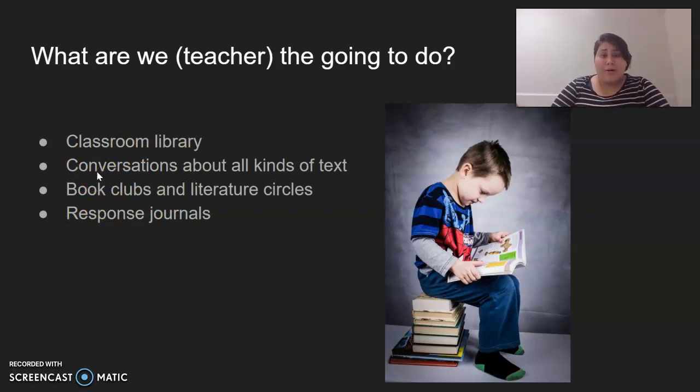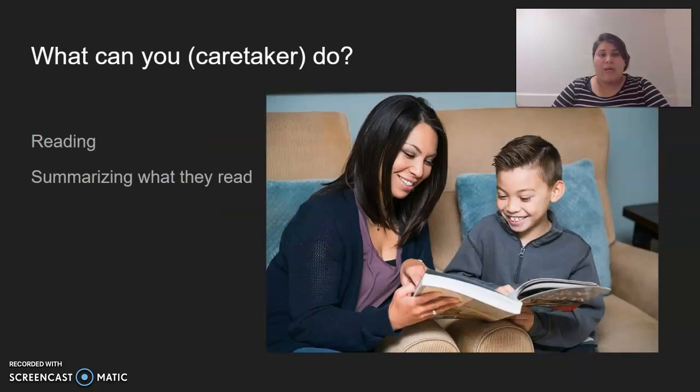And what does that mean? Well, that means students are going to be reading a lot more. So what can you do as the caretaker? We are sending kids home with books. We want you to incorporate 15 minutes of reading a day, not 5 minutes, 15 minutes.